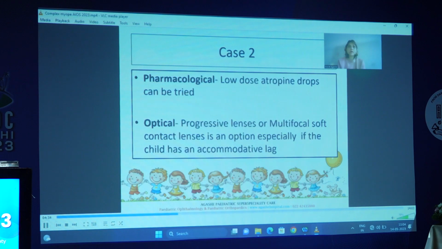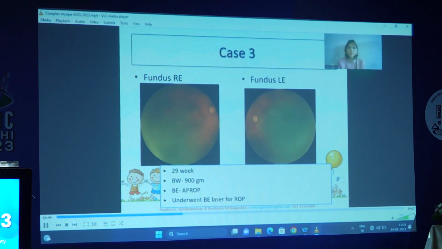Also, when we administer the low-dose atropine drops, that causes further lag in the accommodation, and they become really symptomatic for their work. Moving on to the third case. So this was a 29-weeker kid who presented with aggressive ROP as is seen in the fundus picture.